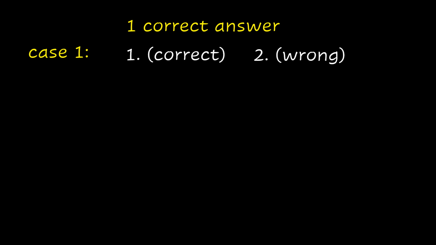The probability of being correct in number 1 is 1/4 and the probability of being wrong in number 2 is 3/4. Then we multiply these two together and we get 3 over 16. So this is our case 1.